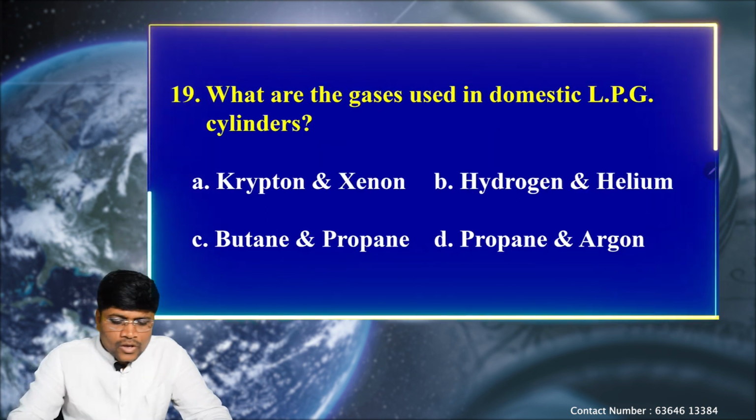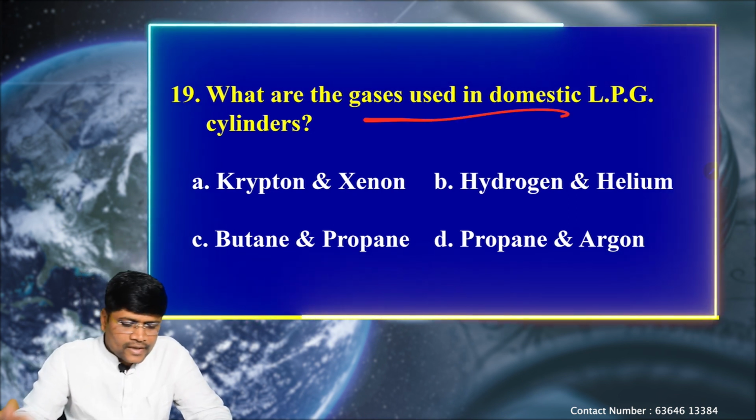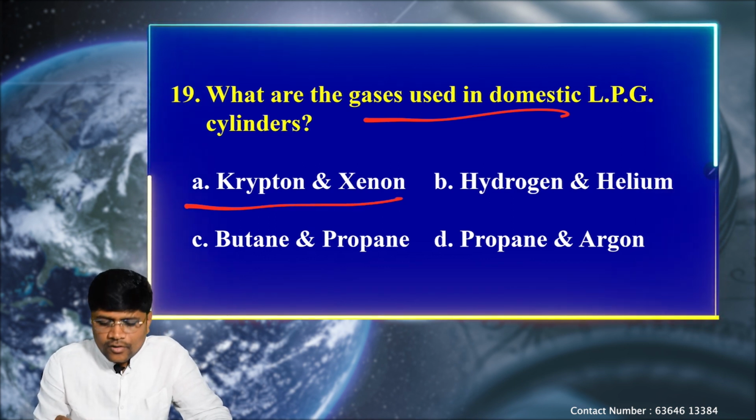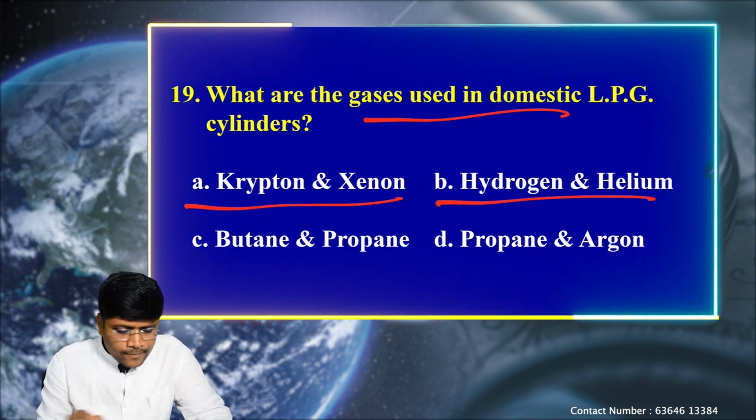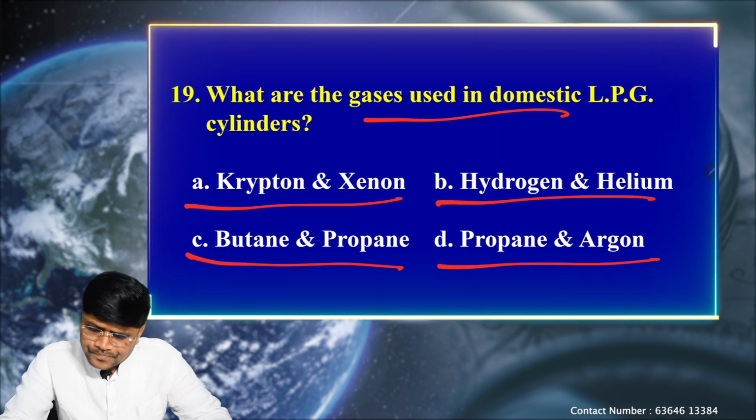Next question. What are the gases used in the domestic LPG cylinder? Option A, krypton and xenon. B, hydrogen and helium. C, butane and propane. And D, propane and argon.